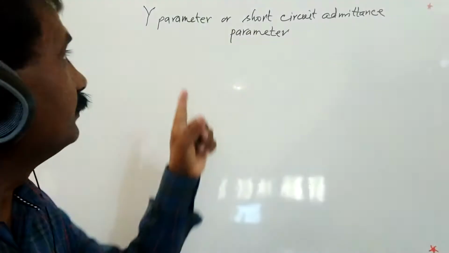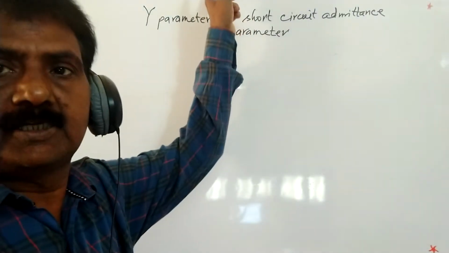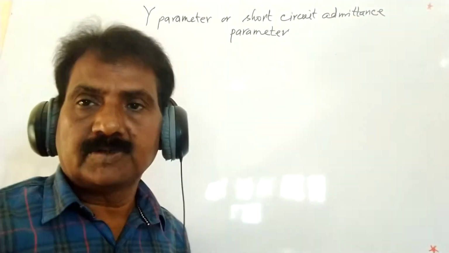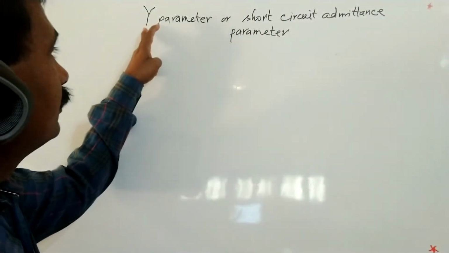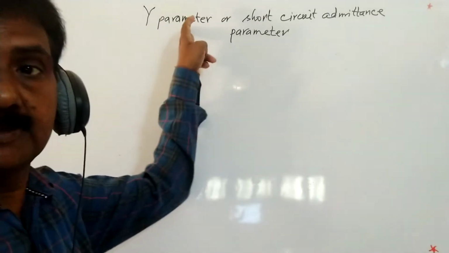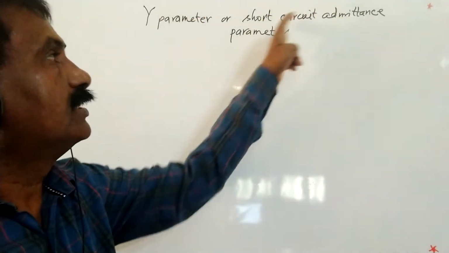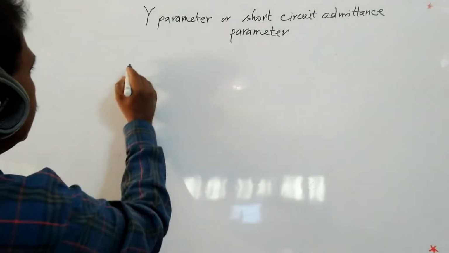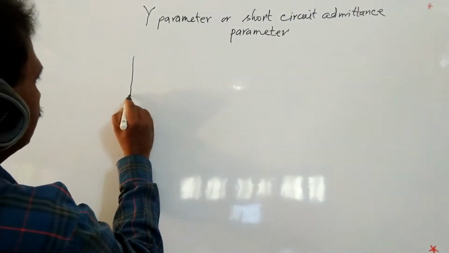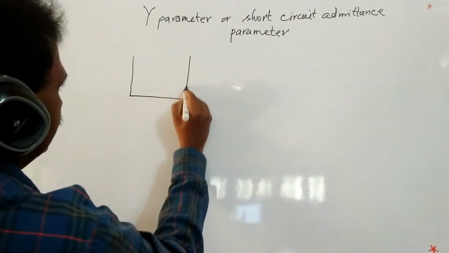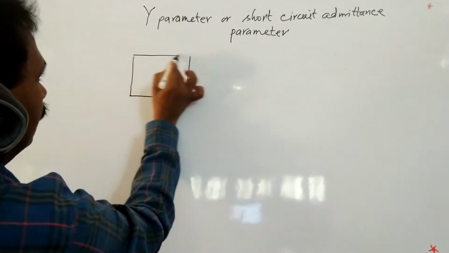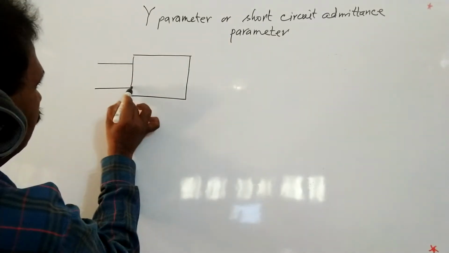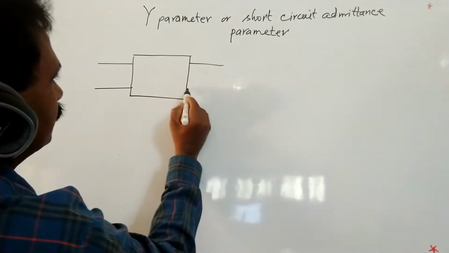Students, in the previous class we studied about two-port networks and Z parameters. In this class we are going to learn about Y parameters, or short circuit admittance parameters. Then, what we have studied about two-port networks: a two-port network can be represented by a rectangular box, and it will have two pairs of terminals, which are known as ports.